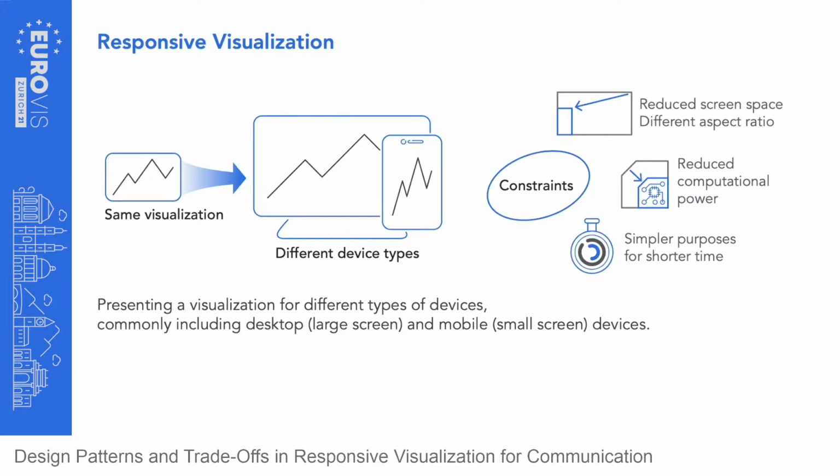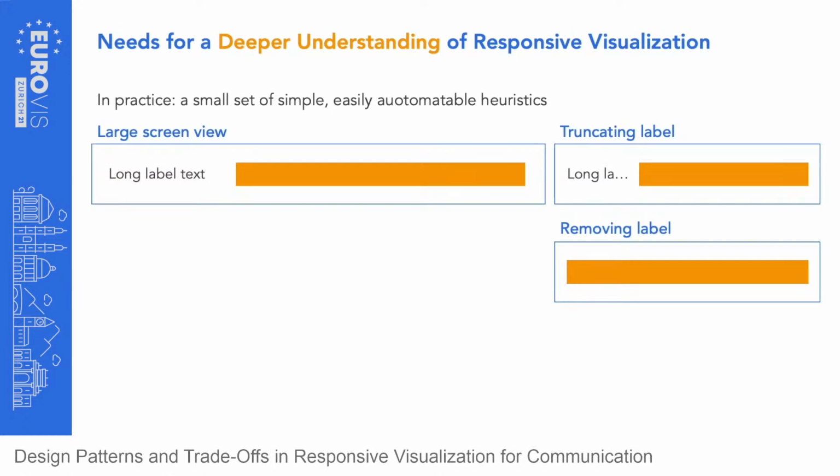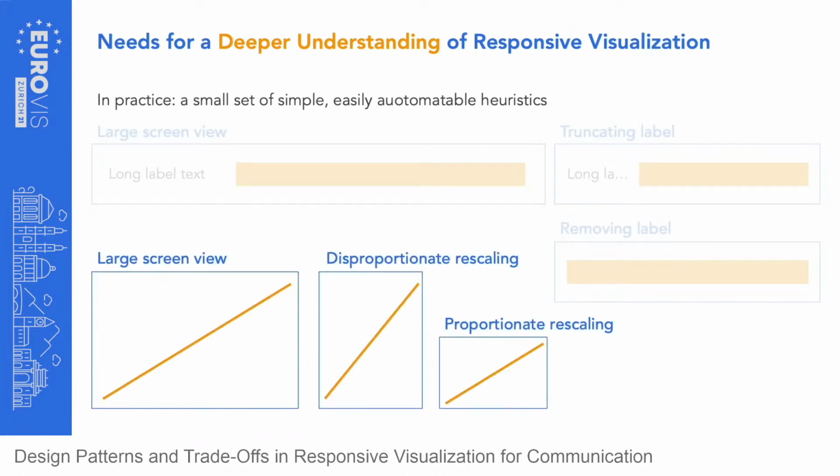In general, reduced screen space, different aspect ratio, reduced computational power, and simpler purposes for shorter amounts of time are commonly known constraints for designing responsive visualization, particularly for mobile views. In practice, many tools are relying on a small set of simple, easily automatable heuristics, such as truncating or removing long label text with ellipses, and disproportionate or proportional rescaling, etc.